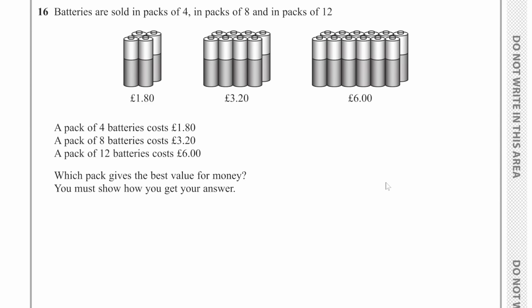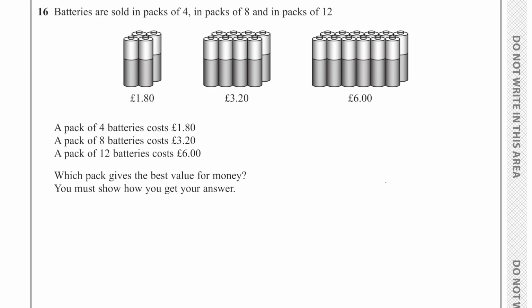Batteries are sold in packs of 4, packs of 8, and packs of 12. So we've got a pack of 4 for £1.80. The pack of 8 is £3.20. The pack of 12 is £6. Which pack is the best value for money? So to compare them, we need to make them the same. So we either have to compare the same price or the same number of batteries. It's going to be much easier to compare the number of batteries. So we need to make the number of batteries the same somehow.